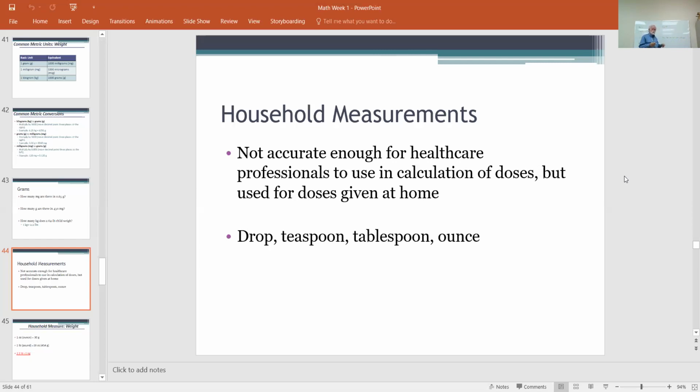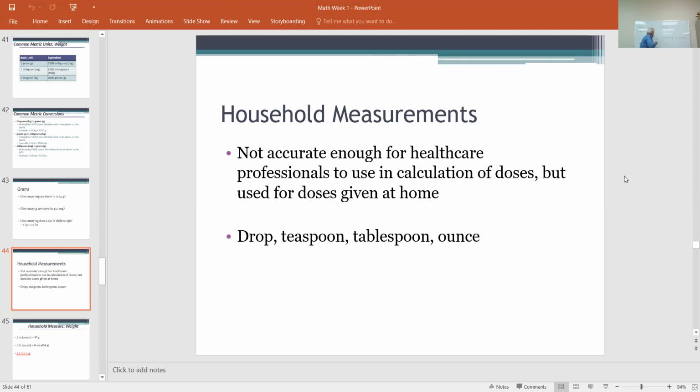Unlike the metric system, there's no easy translation. There are 3 teaspoons in a tablespoon, 2 tablespoons in an ounce, 8 ounces in a cup, 2 cups in a pint, 2 pints in a quart, and 4 quarts in a gallon. So there's no really nice standard division here. So it's not an easy system to use. It's also not very accurate, because if you buy a teaspoon measuring set of spoons from one source, it's going to be a little bit different from another.